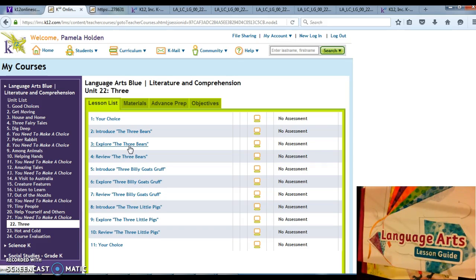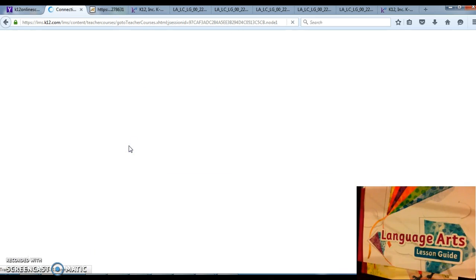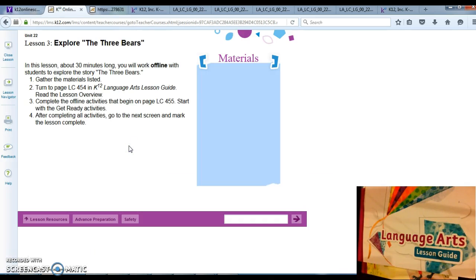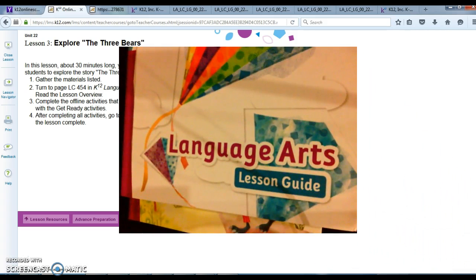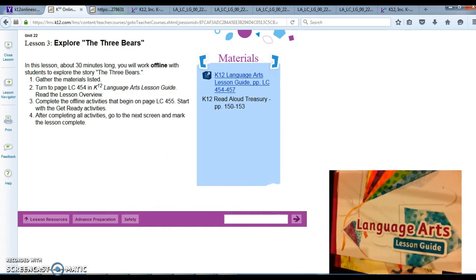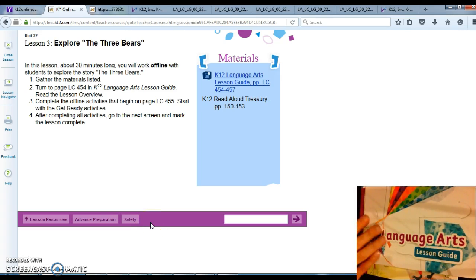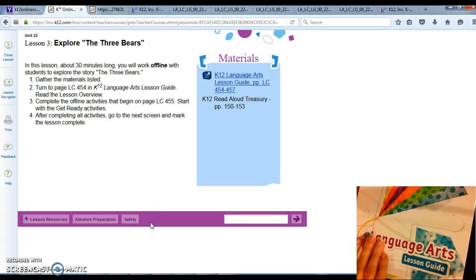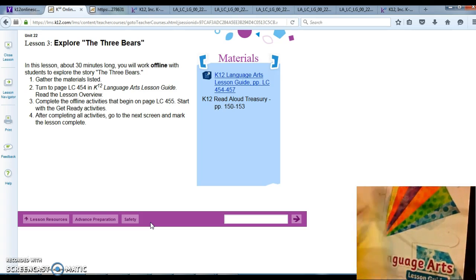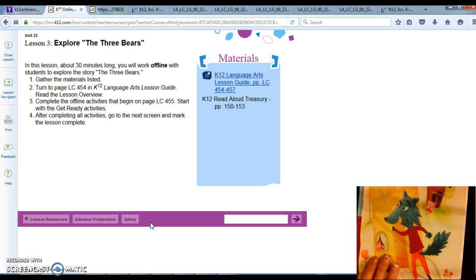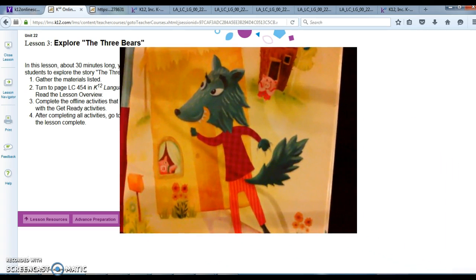You will need your Language Arts lesson guide, and you will also need the K-12 Read Aloud Treasury. We're going to continue looking at the story, The Three Bears, which is found in the K-12 Read Aloud Treasury book on page 150. So I'm going to give you a moment to go get those materials, and then we'll get started.